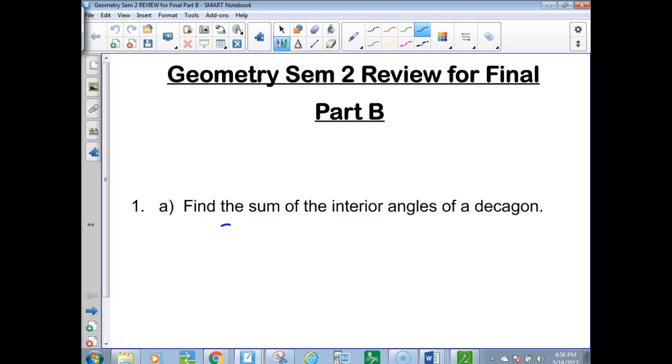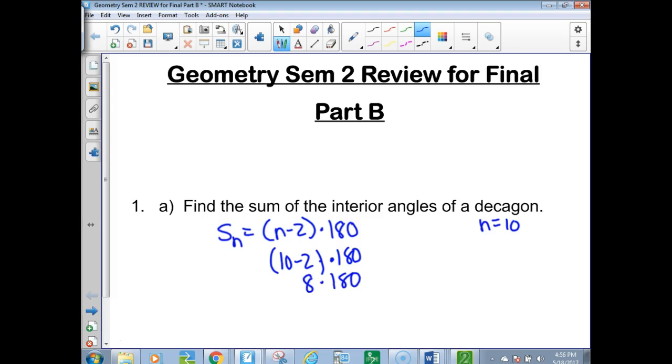You will note on your formula sheet that S sub n, the sum of the interior angles of any polygon, is the number of sides minus 2 times 180. So a decagon has 10 sides, so we put 10 in the formula. 10 minus 2, need to subtract first, times 180. So we have 8 times 180, which is 1,440 degrees. We only want the sum, so we do not divide.